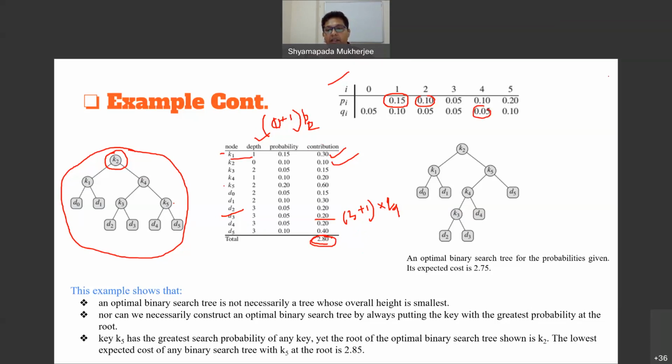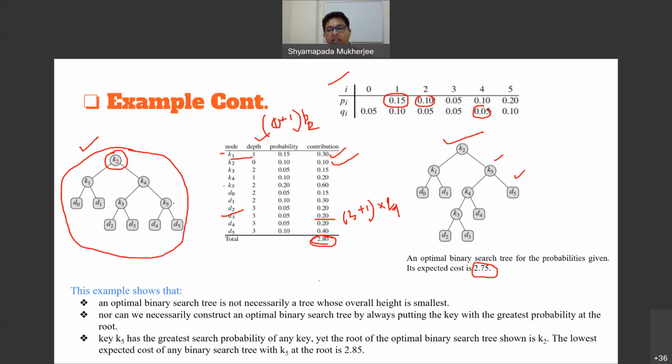Similarly, we can find the expected search cost for this tree, and we calculate that it is 2.75. Structurally, the depth of this tree is smaller than the depth of that tree, but the expected search cost is lower for this one. From this we can conclude that the optimal search tree we are looking for will not always be the one with the least depth or least height among all the trees.